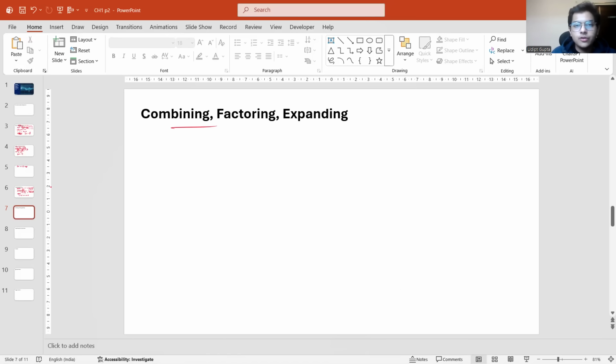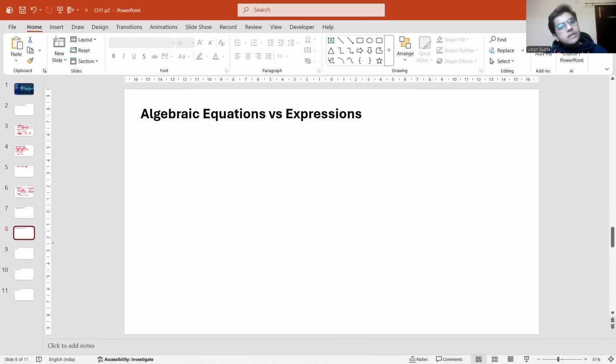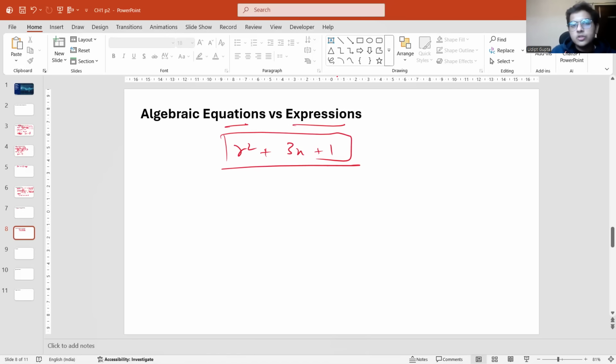We just talked about all of this. Now the other is equations versus expressions. An expression is just, let's say, x square plus 3x plus 1. That's an expression. There is no equality sign. There is no equation. I don't know what the answer is. This is just something. Put in the value of x in this and I'll get the answer.